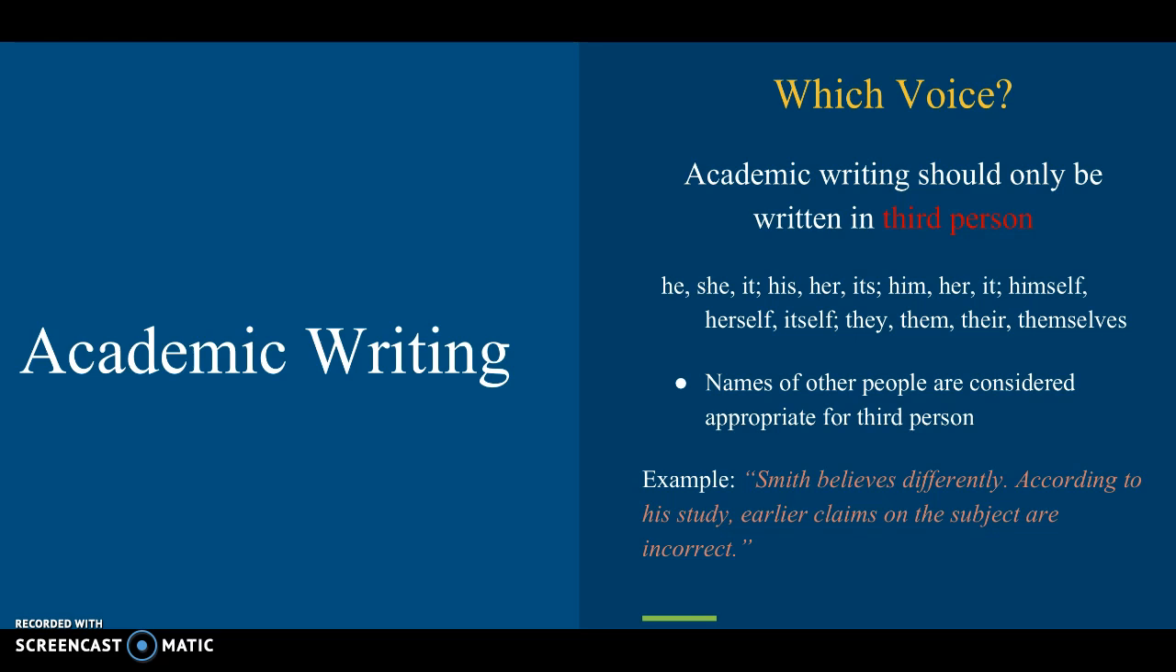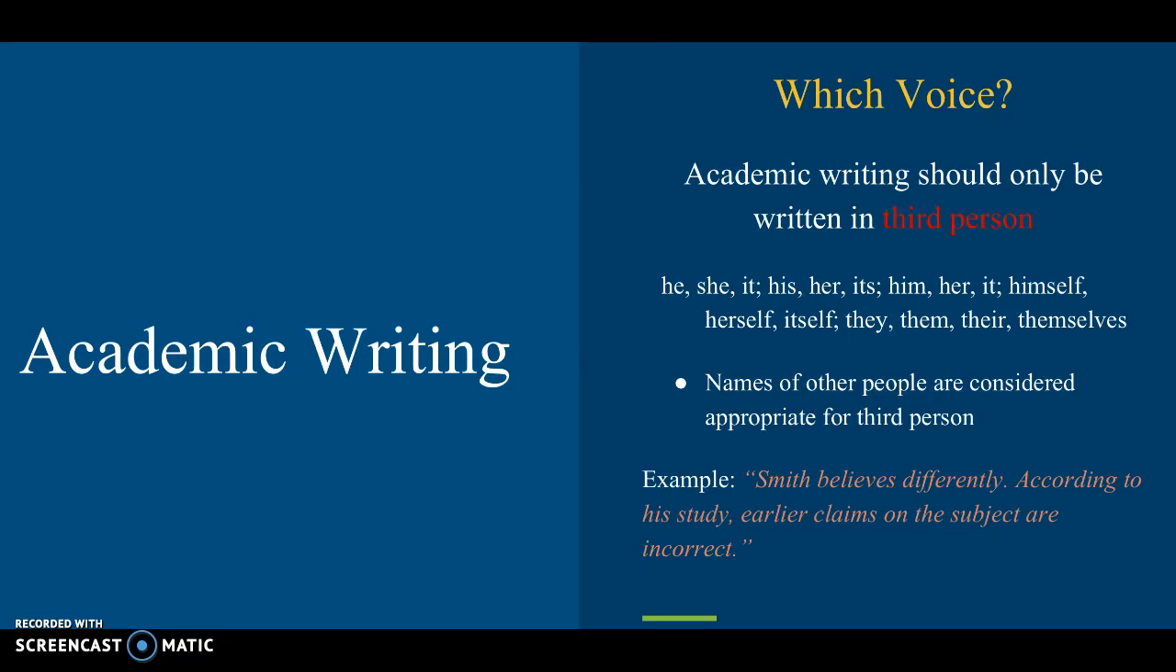Which voice can you use in academic writing? Ideally, you want to use third person. Examples of third person are he, she, it, his, her, its, him, her, it, himself, herself, itself, they, them, their, and themselves. Names of other people are considered appropriate for third person.